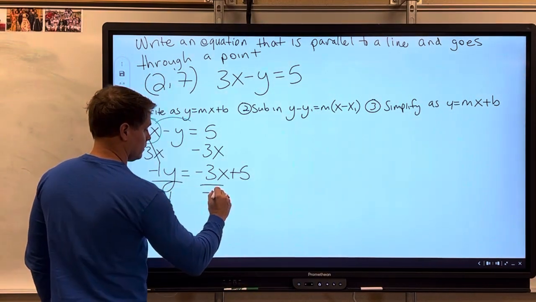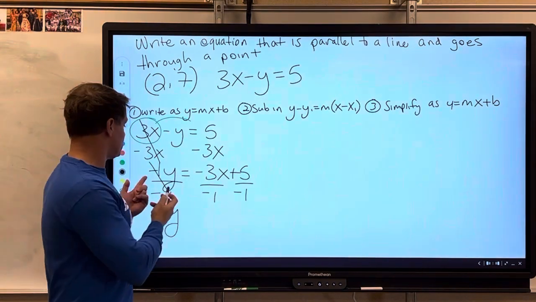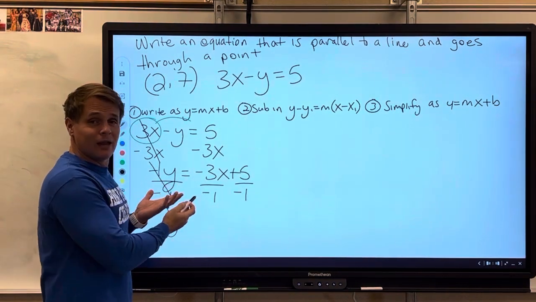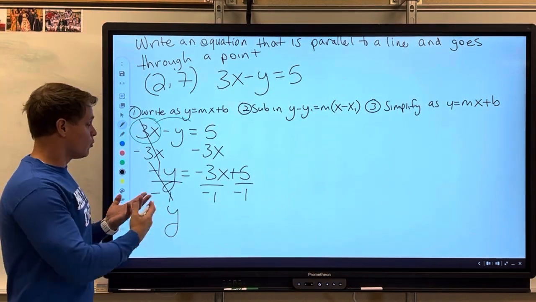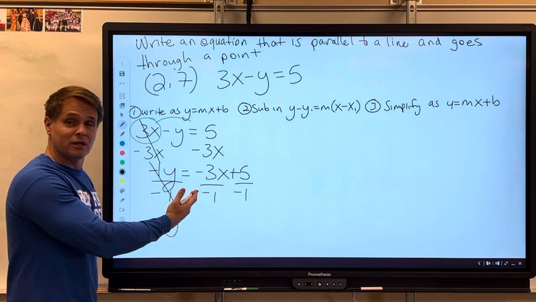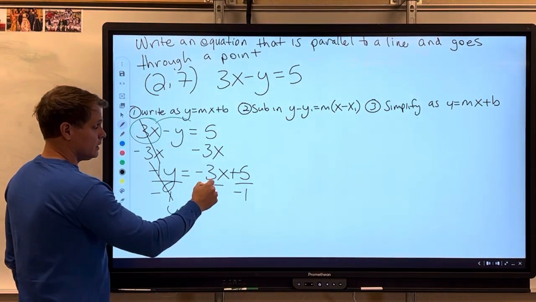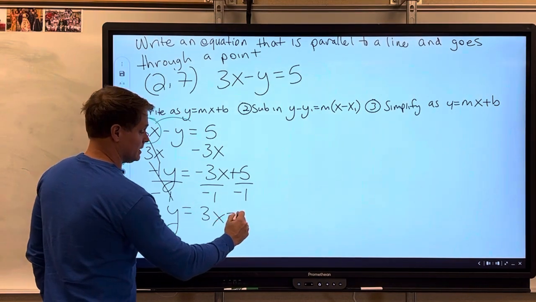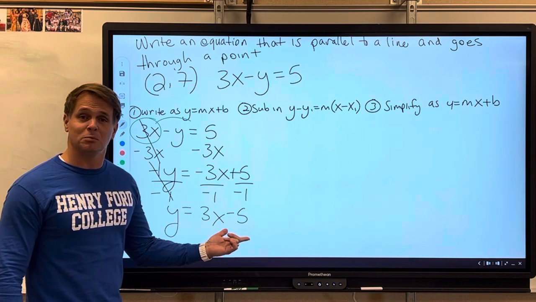Either or. The more that you do this, the more that you realize, oh, there's a negative y there, and I don't want the negative y. I'm just going to change the sign of everything. But as beginners, the reason why that's true is because we can divide everything by negative 1 and change all the signs. So I'll just do that. This is 3x, and this is negative 5. So now I have my equation in y equals mx plus b form.